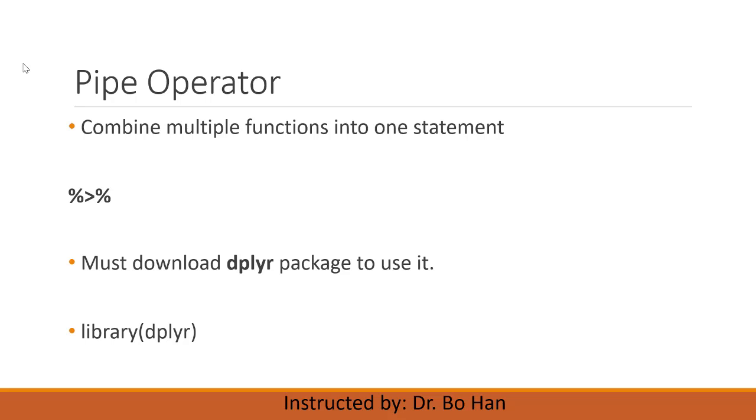The pipe operator belongs to a third-party package called dplyr. So before you are able to use the pipe operator, you must download and then use the library function to start the dplyr package. Let me show you an example of how to use the pipe operator in R programming.